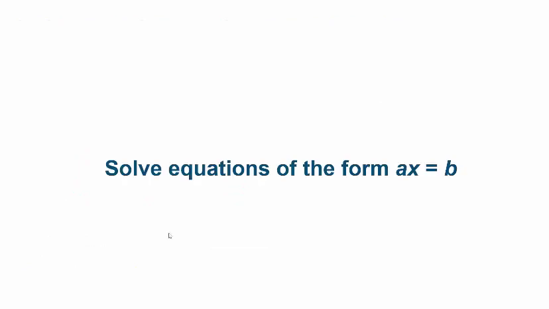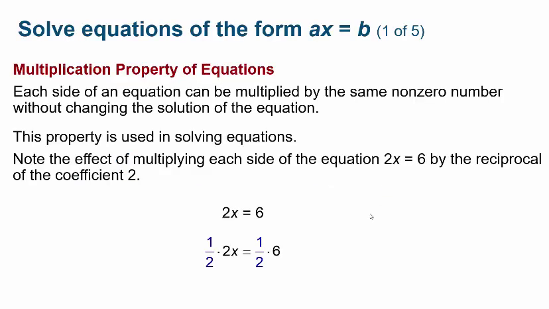All right, so let's try this one. Let's solve equations of the form a times x is equal to b. Each side of an equation can be multiplied by the same non-zero number without changing the solutions, so this property can be used when solving equations. So note the effect of multiplying each side of the equation 2x is equal to 6 by the reciprocal of the coefficient.